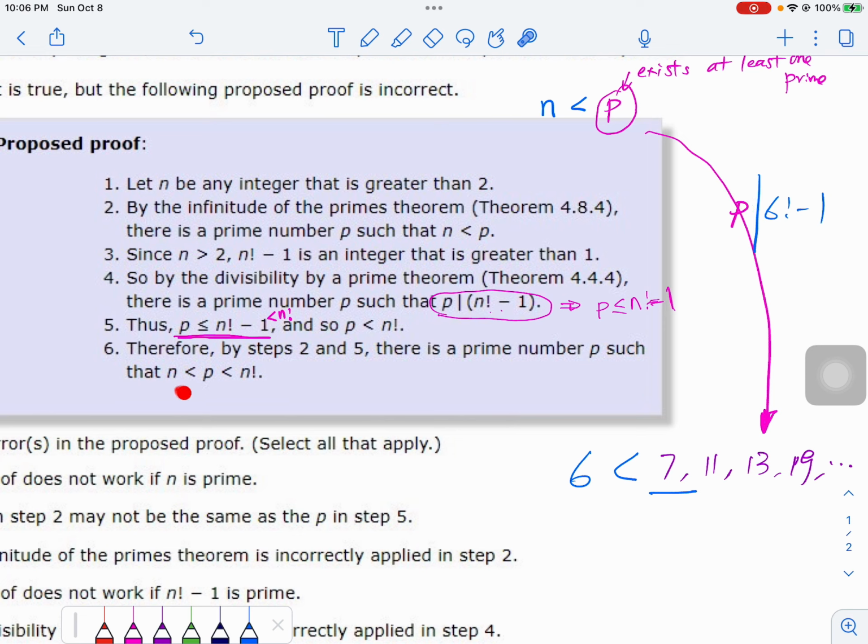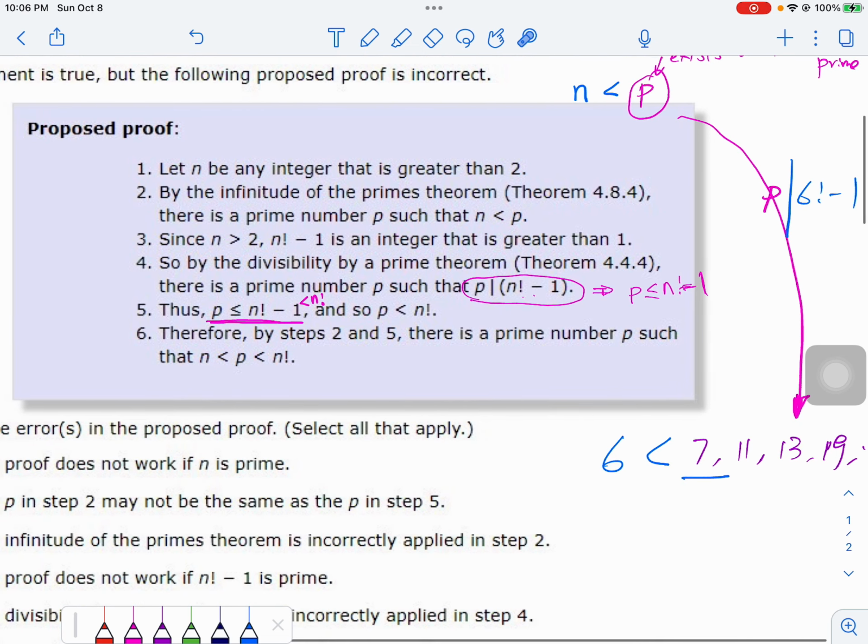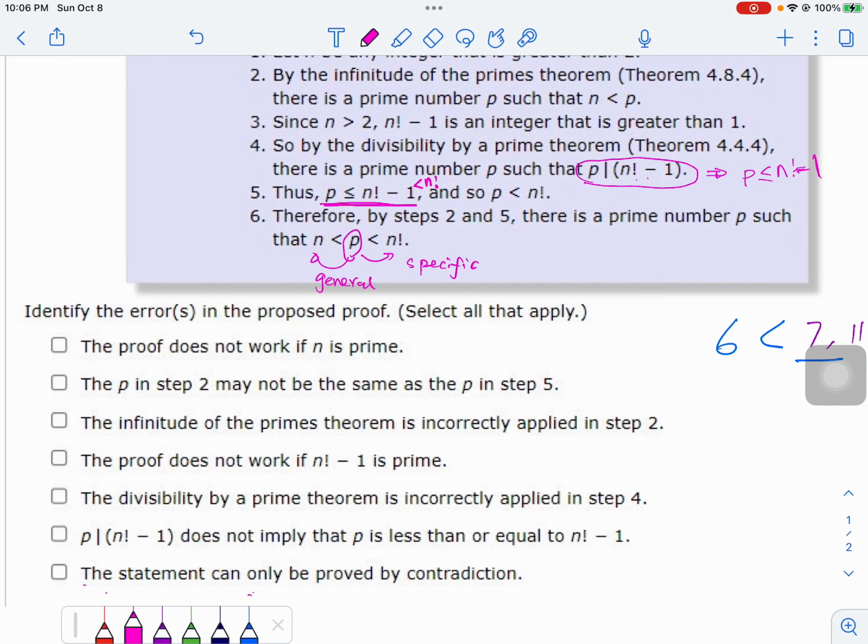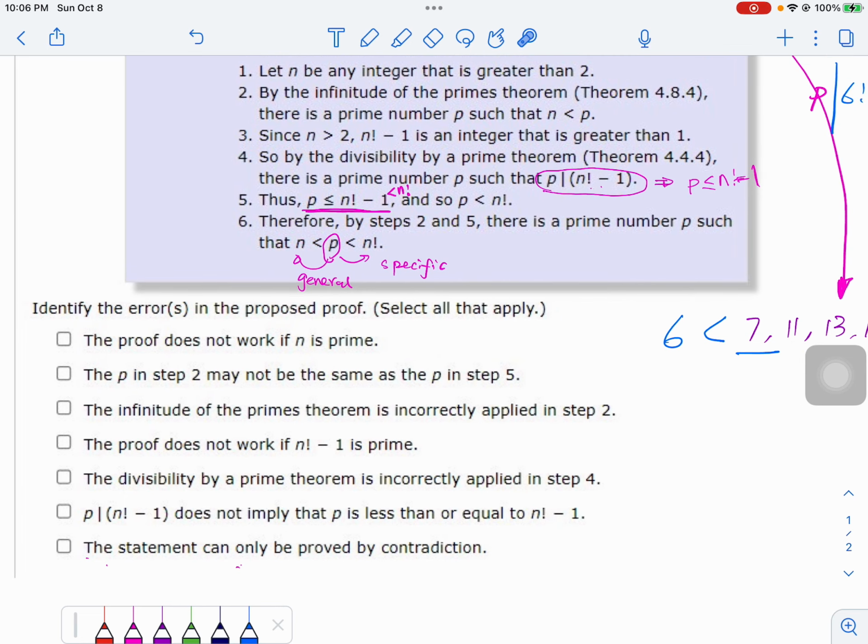So here I do see a problem. This says by step 2 and 5, there is a prime number p such that p is in between n and n factorial. For this one it is general, but for this one it is very specific, so they may not be the same p. That's the problem. So here I actually read through all of them. Let's take a look at the proof. Does not work if n is prime. This will work if n is any number above.